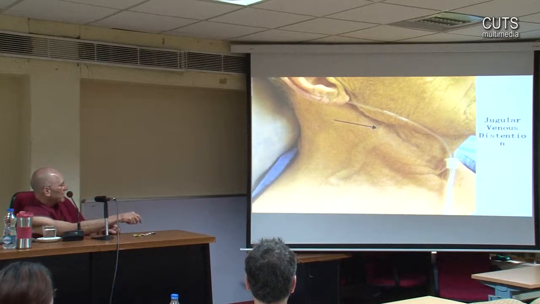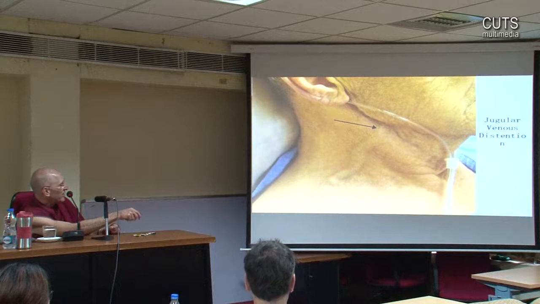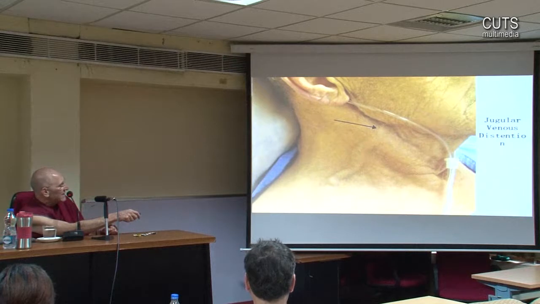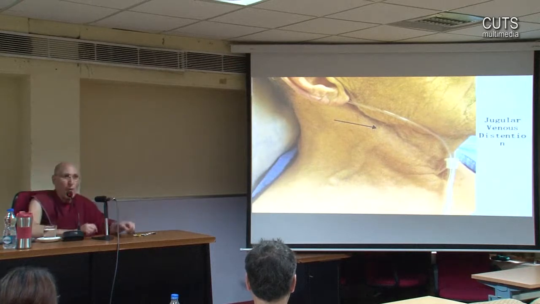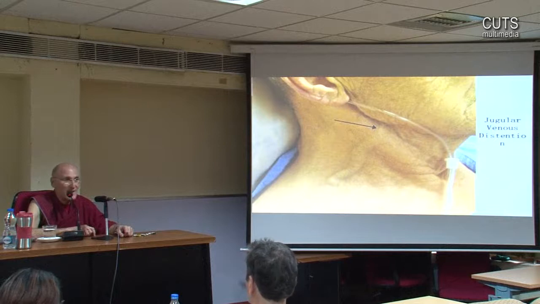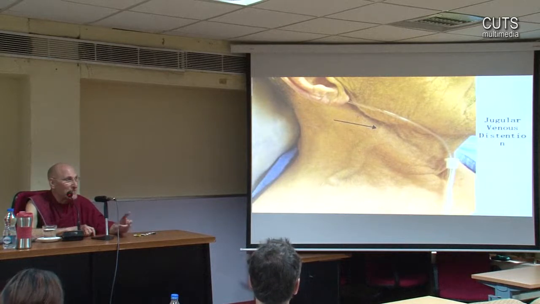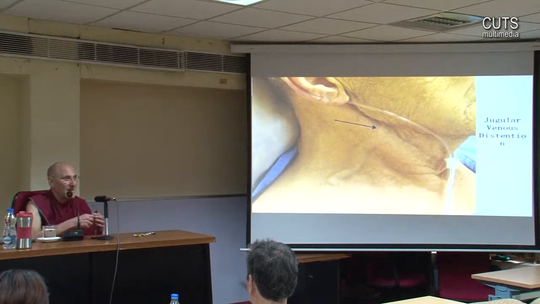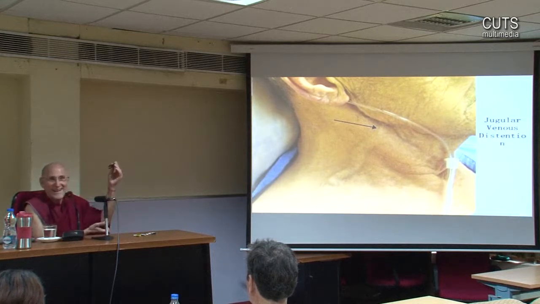So, do you see this vein? This is the jugular vein. It's a superficial neck vein. Normally it's flat. In you and me it's flat. Here it's distended. It's big. Why? Why is it big, distended? What's wrong with the guy?